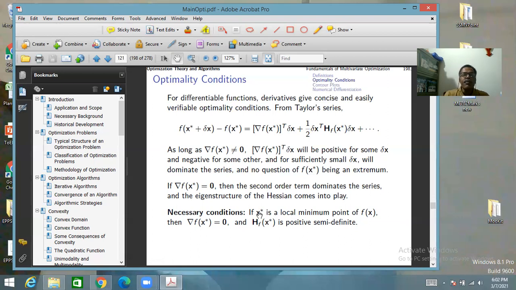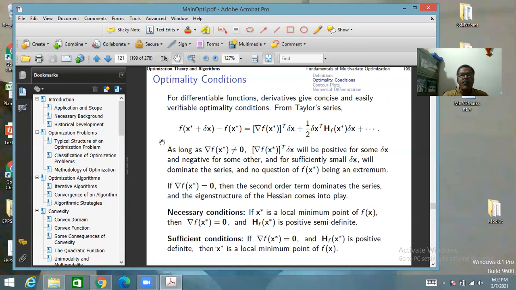On the other hand, if it is positive definite, then that will be sufficient. That's not necessary, but that will be sufficient. So you will state the sufficient condition in this manner. If the gradient is 0 and the Hessian is positive definite, then x star is a local minimum point. Then we know. Okay.